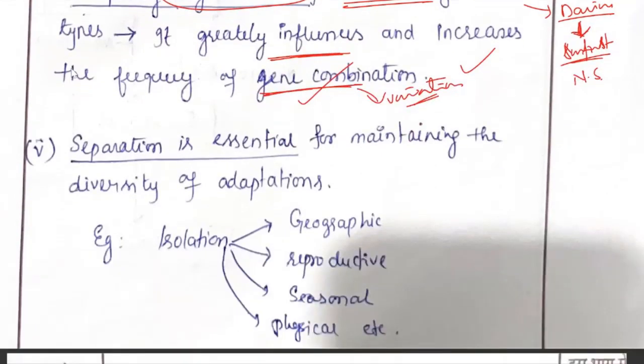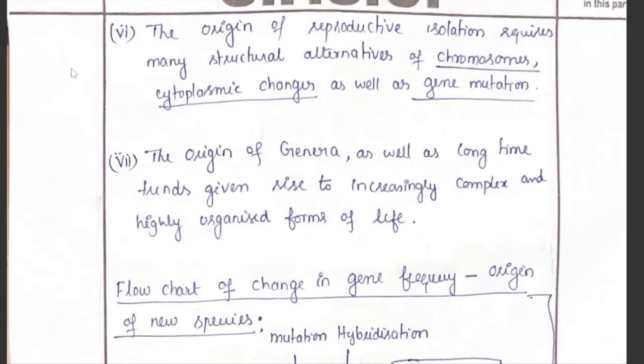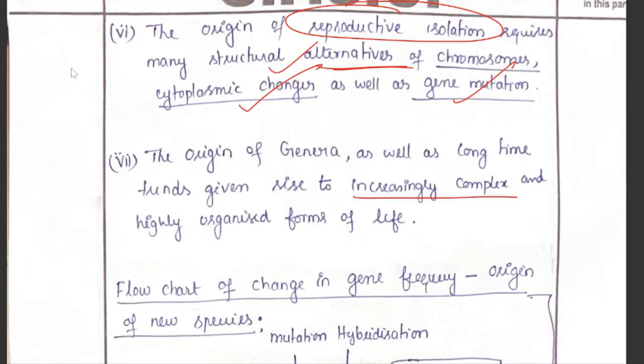Separatism is essential for maintaining diversity of adaptations. Because of isolation, different separations occur, and because of all this variability comes. That is another postulate. The next postulate is that the origin of reproductive isolation requires many structural alterations of chromosomes, cytoplasmic changes as well as gene mutations. Only then does reproductive isolation happen, otherwise it will not. Then the origin of species and genera as well as long-term trends give rise to increasingly complex and highly organized forms of life.